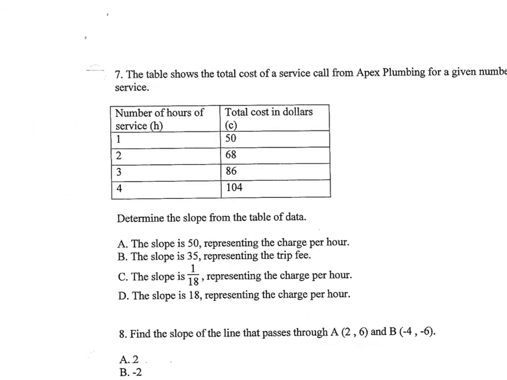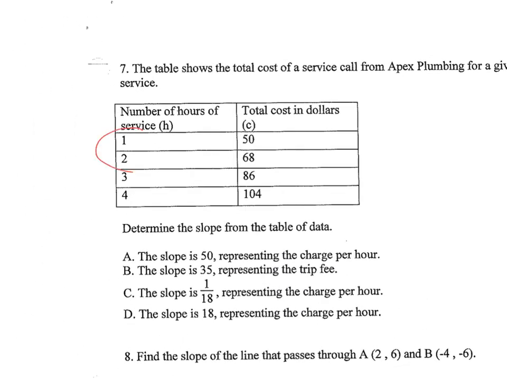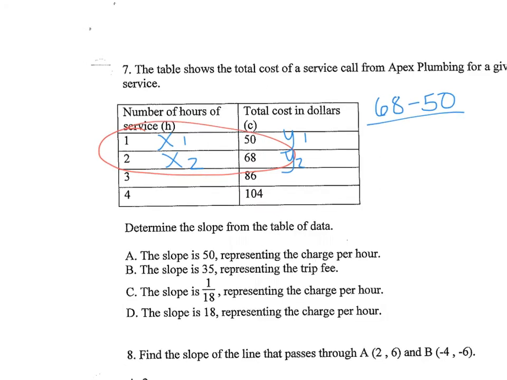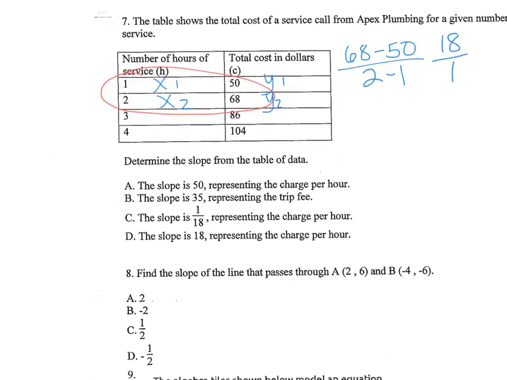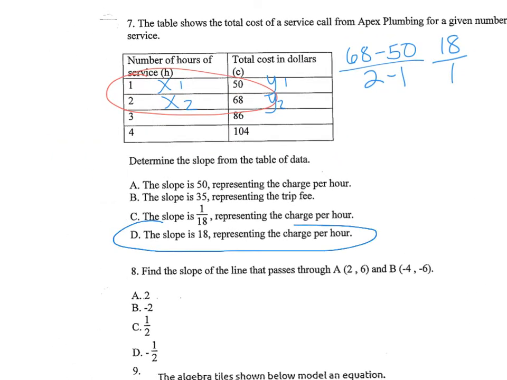Number 7 is just asking for the slope. So I'm going to use these first 2, xy, xy. So 68 minus 50, subtracting my y's on top of my x's. So 68 minus 50 is 18. 2 minus 1 is 1. And there's only one that says the slope is 18.